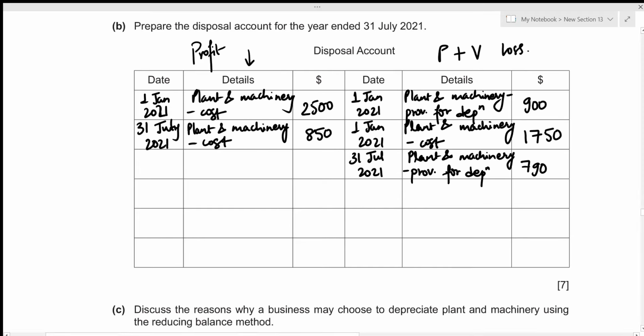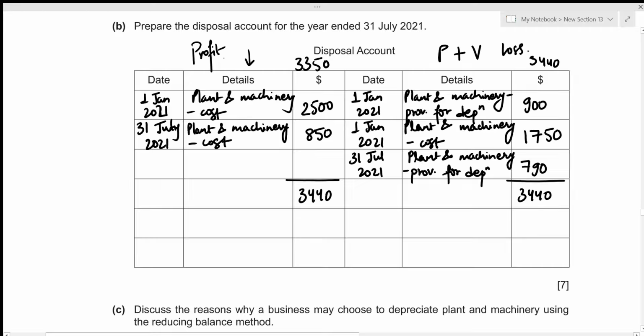Okay, now we just need to total both sides and figure out which one is the heavier side. So let's calculate it first for the debit side, which is going to be 2,500 plus 850, which gives a total of 3,350. For the credit side, that's going to be 900 plus 1,750 plus 790, which gives the total to be 3,440. So clearly we can see that the credit side is the heavier side. So that will be the balance for both of these sides.